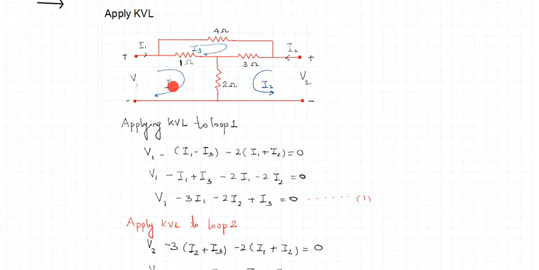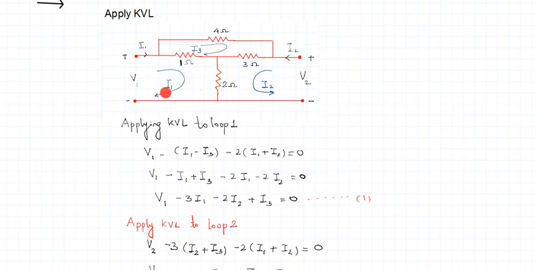So we identify three meshes here. This is loop 1, mesh 1, this is mesh 2 and this is mesh 3. Wherever there is a current I2 associated with the mesh, let us call that particular mesh loop 2. There is a current I1 here, so we'll call this loop 1. There is a current I2 in this loop, so we'll call this loop 2 and the remaining loop we'll call loop 3. So I1 is the current through loop 1, I2 is the current through loop 2 and I3 is the current through loop 3.